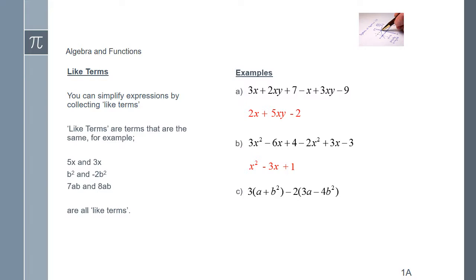3(a plus b squared) minus 2(3a minus 4b squared). The first step is to expand each bracket, so we get 3a plus 3b squared, and for the second bracket, minus 6a plus 8b squared, being yet again careful with the minus signs. Once we've expanded the brackets, we can then collect up the like terms. 3a minus 6a is minus 3a, 3b squared plus 8b squared, 11b squared.